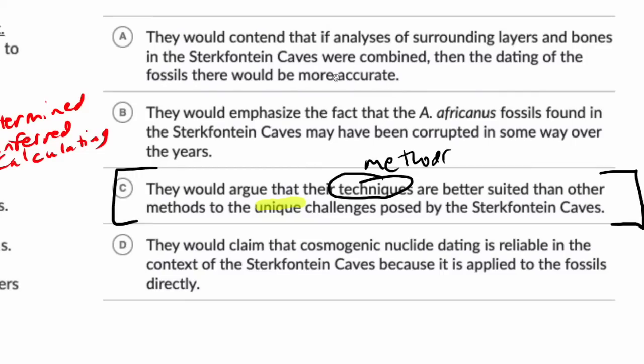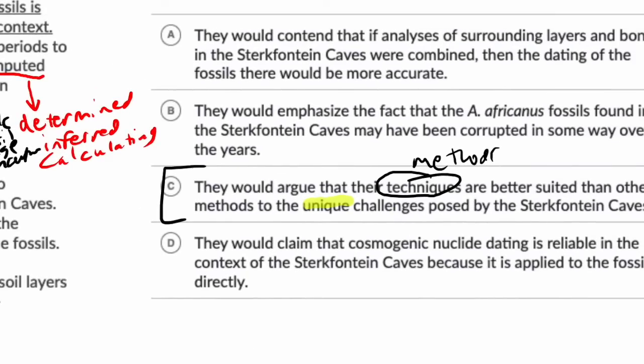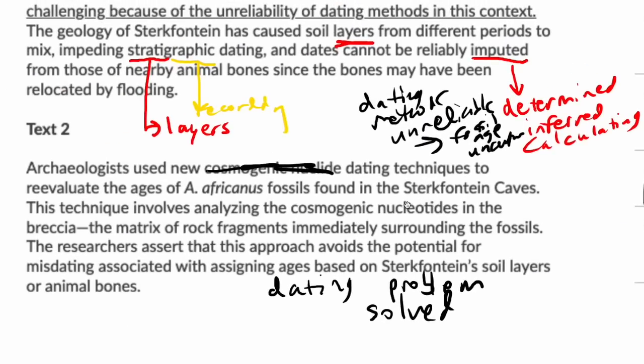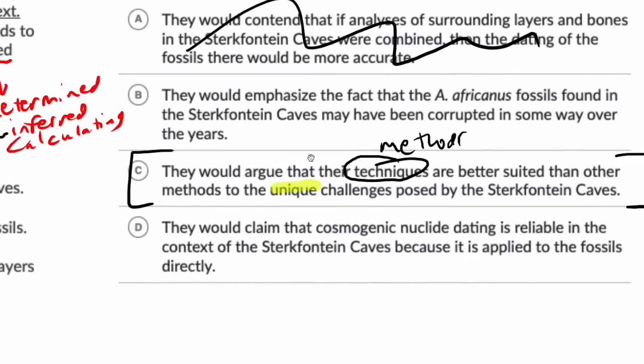So if we look at the other choices, A, if analyses of surrounding layers and bones were combined, then the dating would be more accurate. No, they don't talk about combining these, and they don't really talk about bones in general. They talk about cosmogenic nucleotides, and so A is not getting at the distinction. B, they would emphasize the fact that these fossils may have been corrupted in some way over the years. While that is perhaps true, there's nothing to indicate that they would actually say that. And then D, they would claim that cosmogenic nuclide dating is reliable because it is applied to the fossils directly.